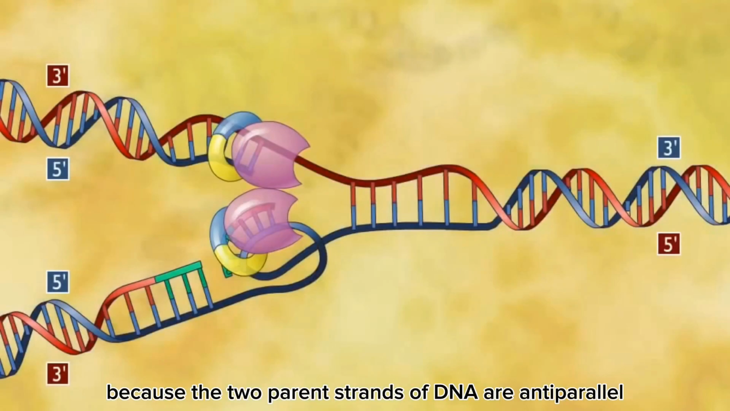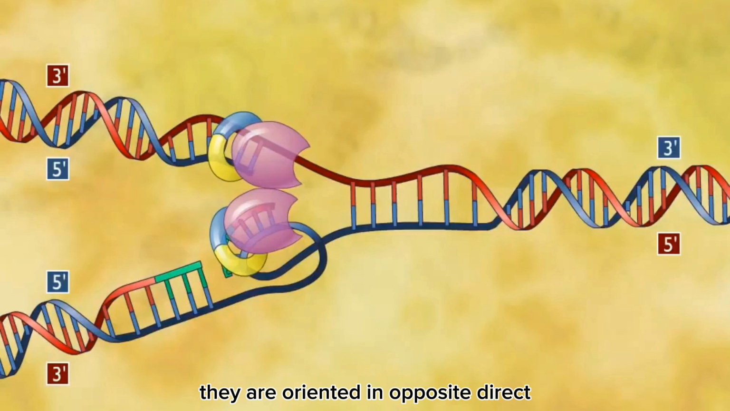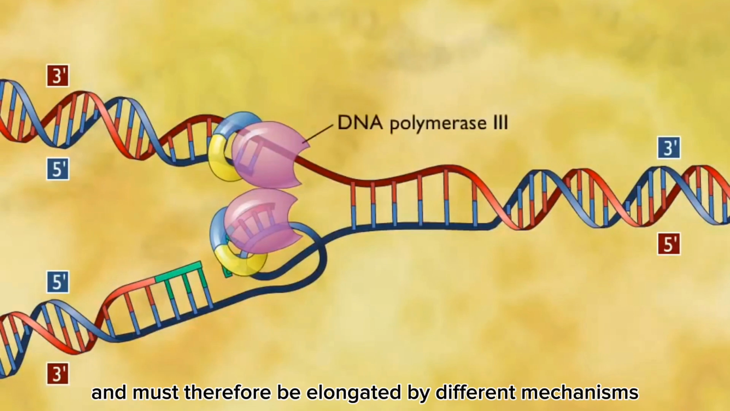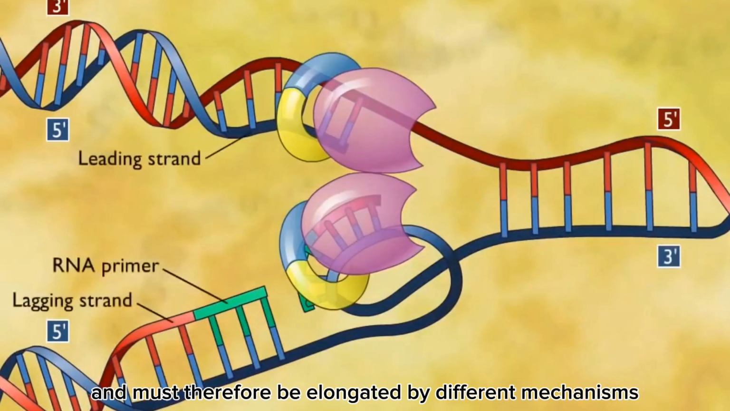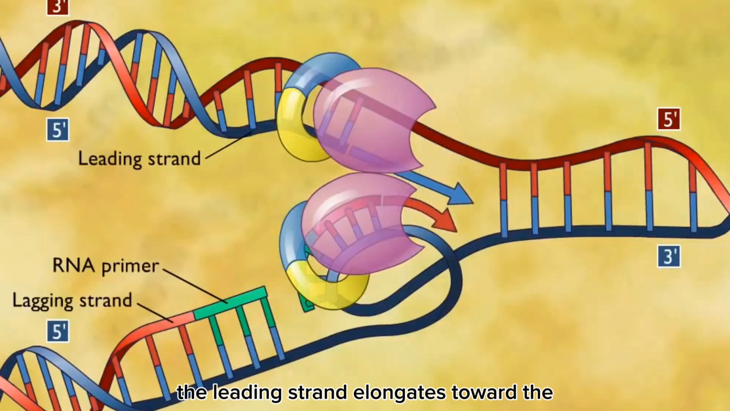Because the two parent strands of DNA are antiparallel, they are oriented in opposite directions and must therefore be elongated by different mechanisms. The leading strand elongates toward the replication fork by adding nucleotides.